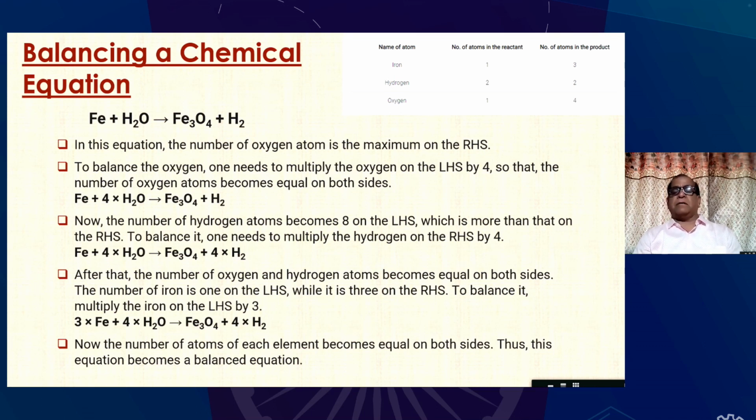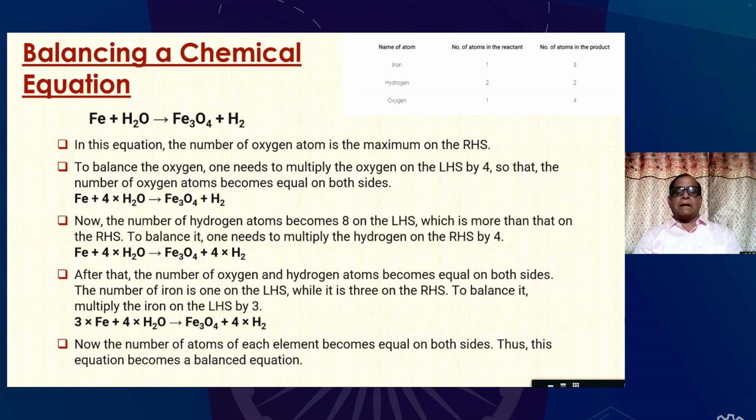Now the number of hydrogen atoms becomes 8 on left hand side, which is more than the right hand side. Now to balance it, one needs to multiply the hydrogen on right hand side by 4. So we can multiply hydrogen by 4 on right hand side. After that, the number of oxygen and hydrogen atoms becomes equal on both sides. Now the number of iron is 1 on left hand side, whereas it is 3 on right hand side.